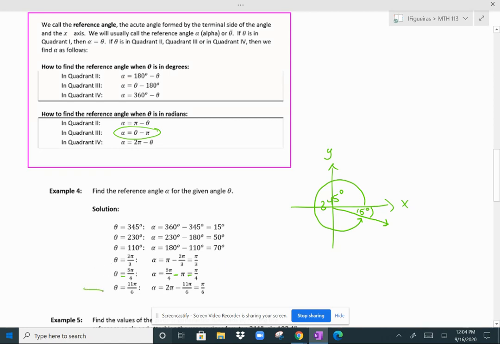Okay, now I'm on the last one. Theta is 11 pi over 6. 11 pi over 6 is in quadrant 4, so I need to use this formula. So it's 2 pi minus 11 pi over 6, which is equal to pi over 6. So that is your reference angle.